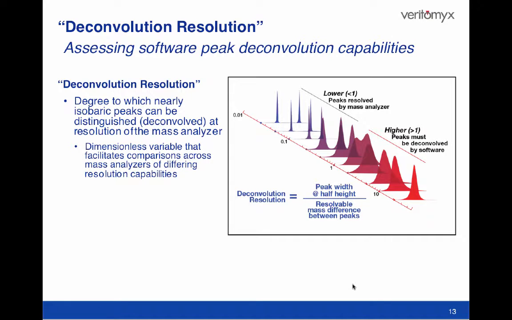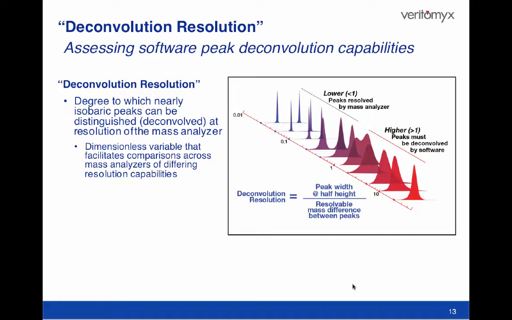As the peak width at half height decreases, the mass difference that can be resolved between peaks decreases proportionally. Their ratio, which is deconvolution resolution, remains a constant for any mass spec operating at its resolution level. Peaks that are far enough apart to be resolved by the resolution of the analyzer produce deconvolution resolution values typically below 1. Peaks that have merged with no observable valley between them have a deconvolution resolution larger than 1.